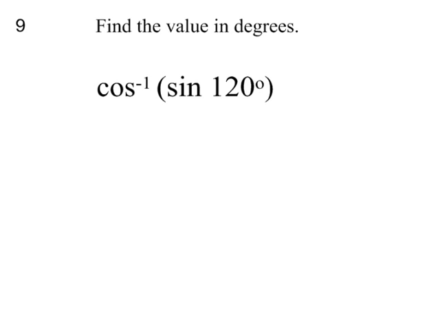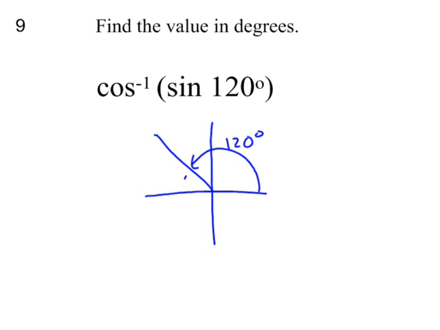Like your order of operations, you generally want to start on the inside, so let's start on the inside. I want to figure out what sine of 120 is. So I would just figure out, okay, here's 120 degrees. My reference angle is 60. I know opposite 60 is root 3 over 2. And so sine of 120 is going to be root 3 over 2.